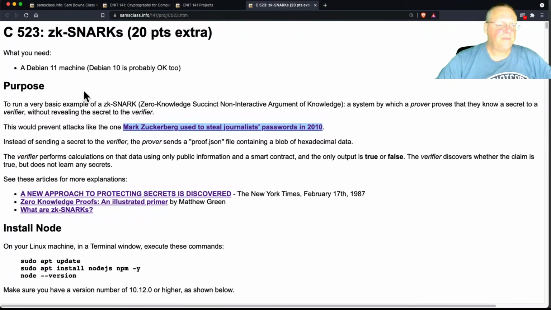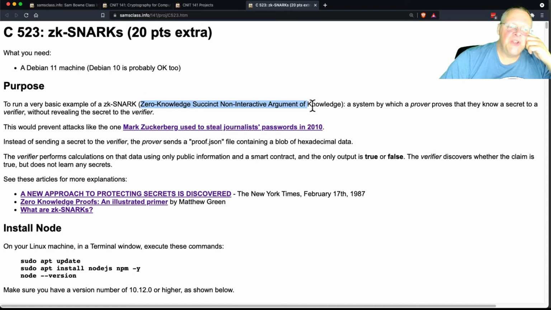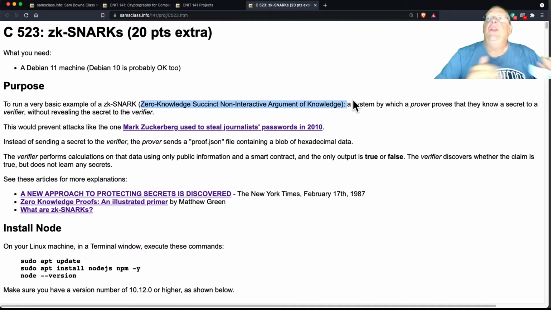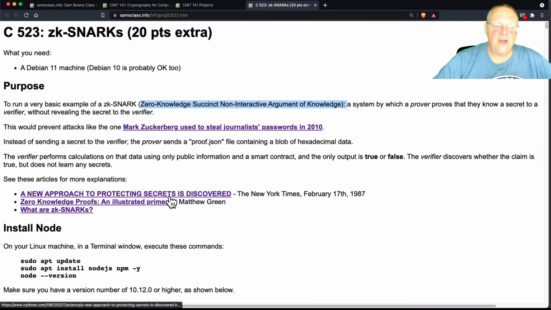All right. So anyway, this is the point of a zero-knowledge proof. ZK SNARK stands for this ridiculous thing, zero-knowledge succinct non-interactive argument of knowledge. The point is, you can create a cryptographic object which can be used to prove one fact without releasing all the stored data. And this was a big deal. It started in 1987, a new approach to protecting secrets, and on it goes.